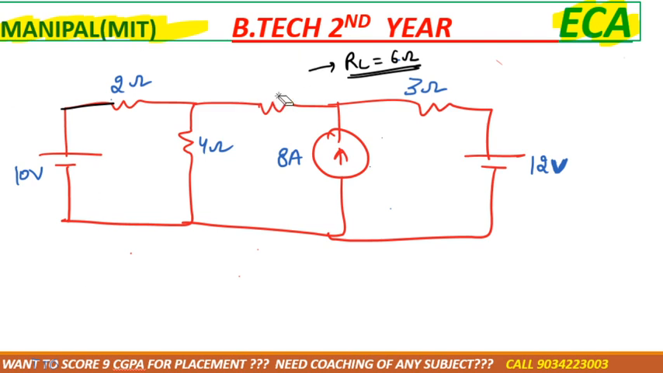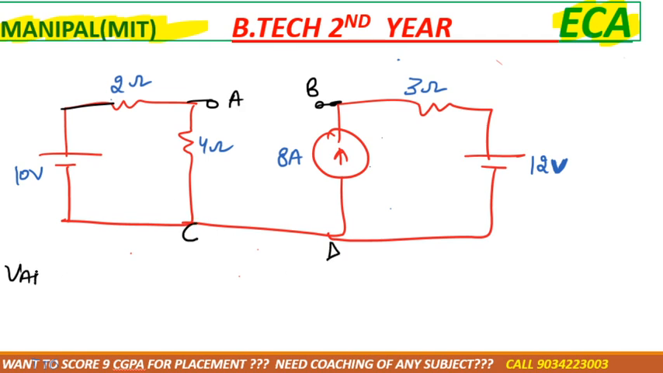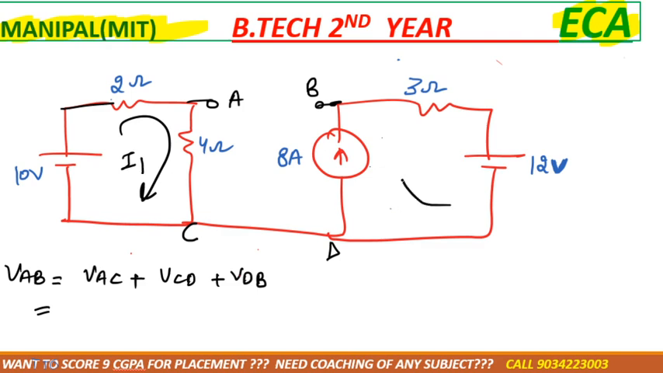So for calculation, first we need to remove this RL, right? This one is A and this one is B. This one is C, this one is D. So VAB is how much? VAC plus VCD plus VDB. So if you are moving A to C, current would also move in the same direction. If you are moving D to B, current would also move in the same direction. Okay, now tell me the equation according to this.